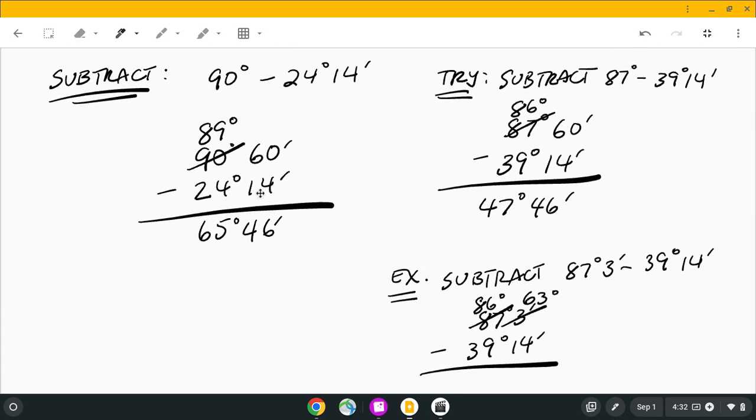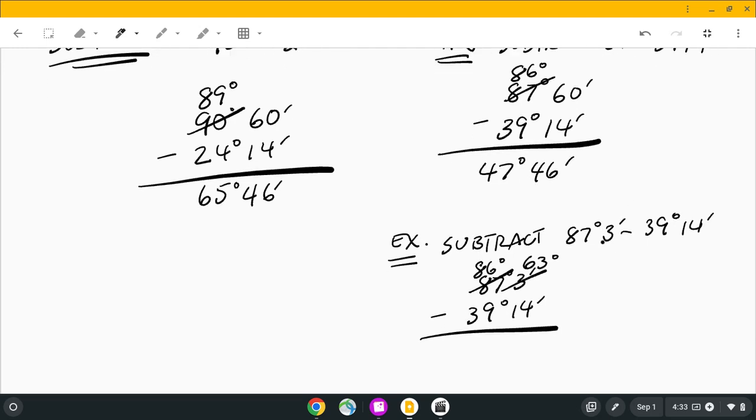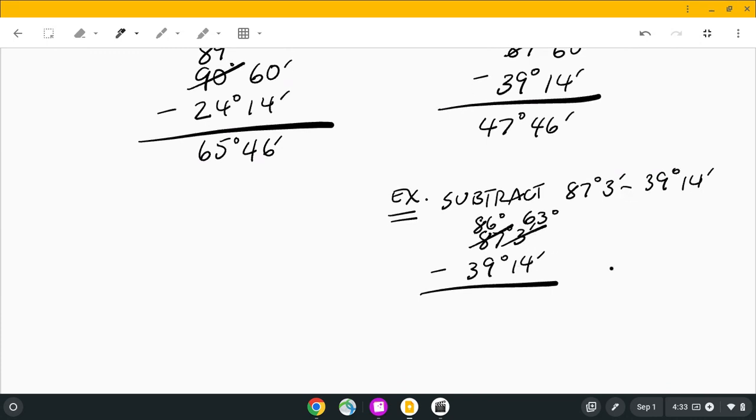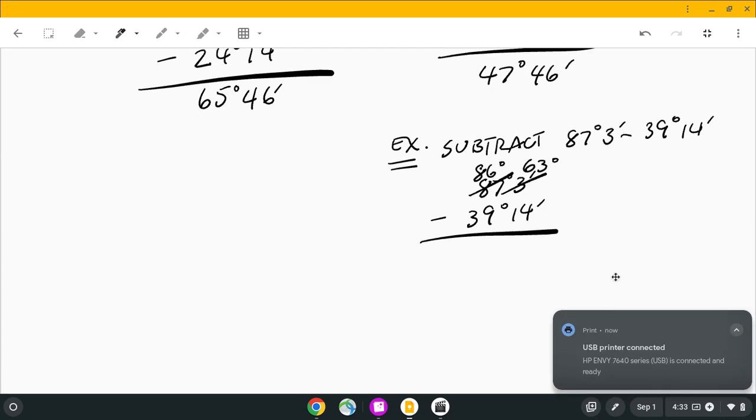Because both of these examples here had 0 minutes, I just wanted to show you what happens if you do have some minutes but not enough. So again, you only borrow when you don't have enough. So if this had said 87 degrees and 20 minutes, 20 minutes you do have enough to subtract 14. So you would not have to borrow 1 degree. You only borrow when you don't have enough to subtract whatever is here.